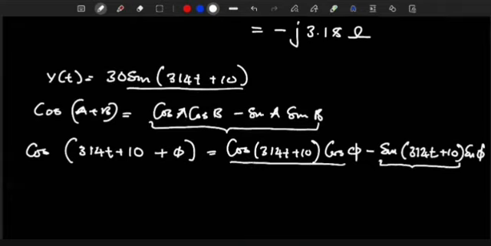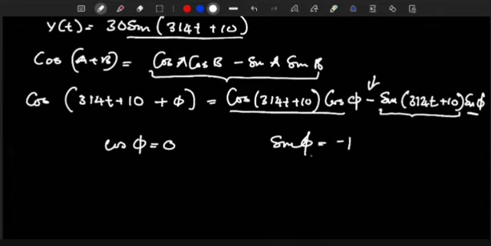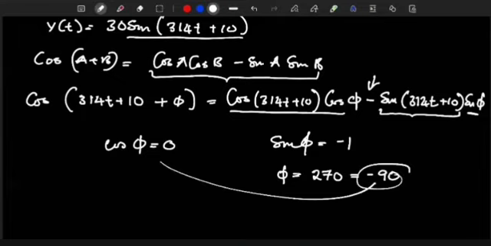If the first part must be 0, then cos phi must equal 0. Secondly, the second part must be positive, meaning this negative shouldn't be there and this sine should give us 1. So sine phi must get rid of the negative, so it should give us -1. Sine gives us -1 when the angle is 270 or -90 degrees. So that's the angle I'm going to work with, and notice that -90 also satisfies the cosine condition.